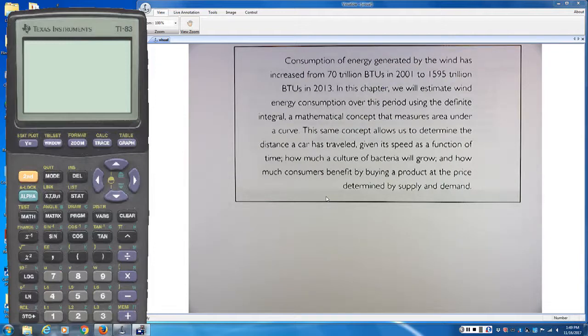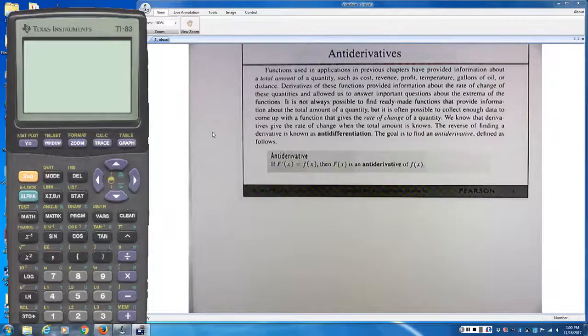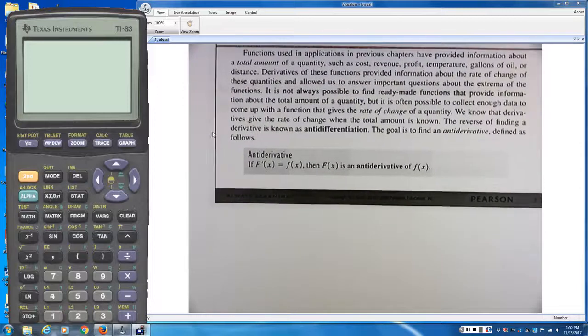The same thing allows us to determine the distance that a car's traveled if we have its speed as a function of time, and how much a bacteria culture will grow, and how much consumers benefit by buying a product at a price determined by supply and demand. That last one is a very important application that we're going to look at. We're going to look at consumer and buyer surplus. So a little bit about what antiderivatives are.